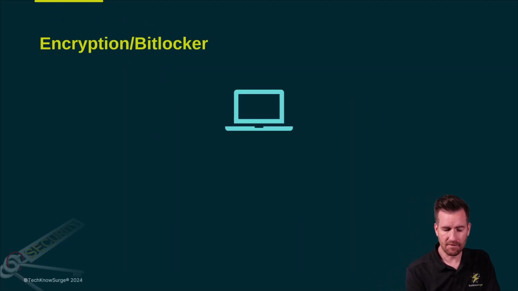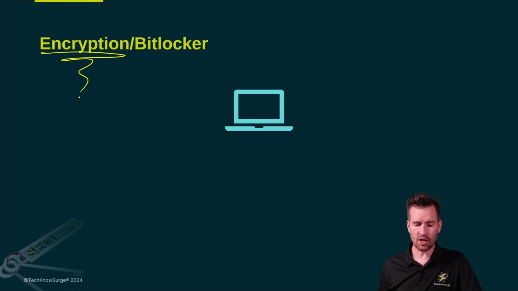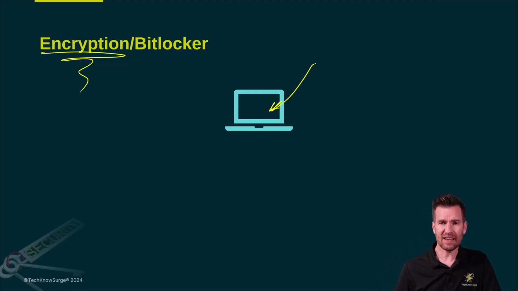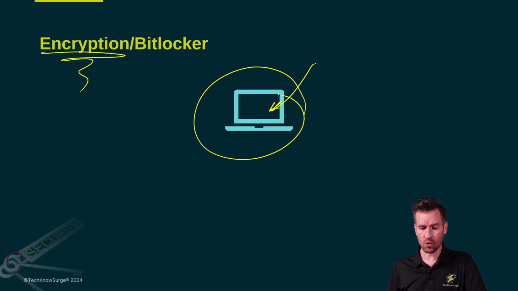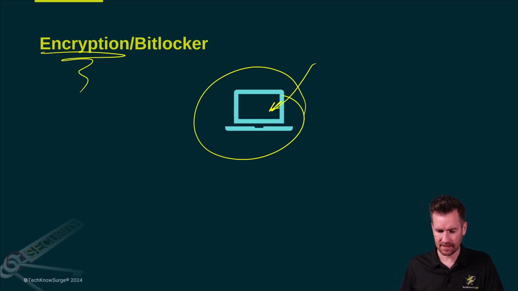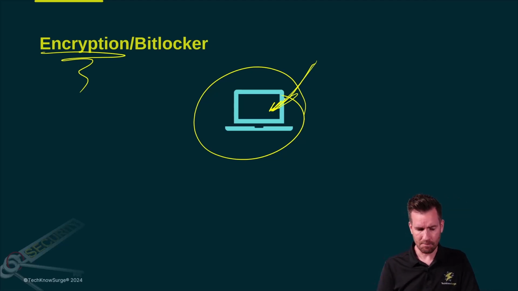Another thing that's becoming very standard is encrypting your hard drives. And so if this machine, especially on your mobile devices, ever gets stolen, you want to make sure that that information is secure. So you want to encrypt the drives on that machine. BitLocker is Microsoft's version that does that.